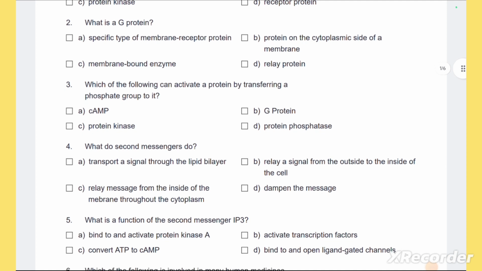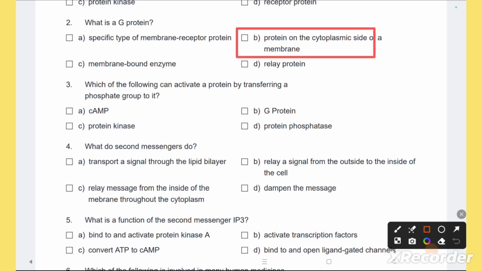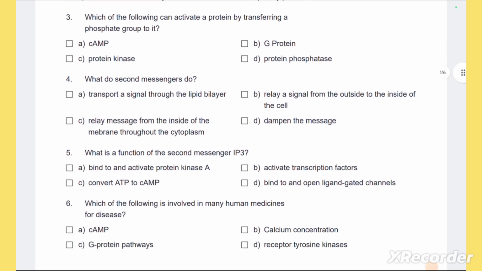What is a G protein? As we know, G protein is a specific type of signaling molecule. So options are: A, a specific type of membrane receptor protein; option B, protein on the cytoplasmic side of the membrane; option C, membrane-bound enzyme; and option D, relay protein. So the answer of this question is B, protein on the cytoplasmic side of the membrane. Next question, question number 3.